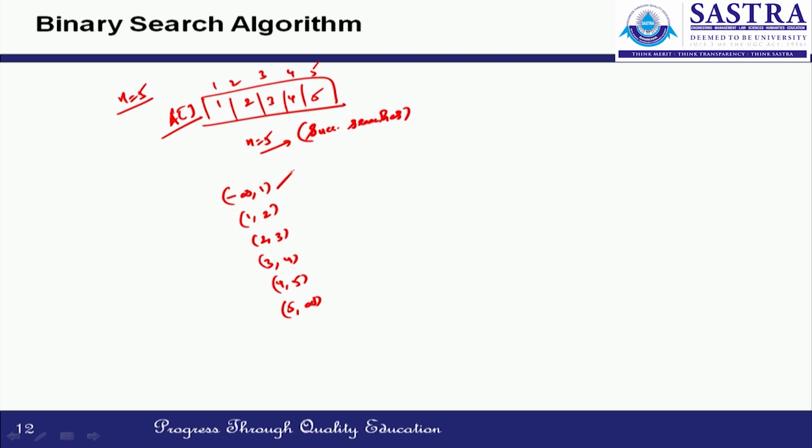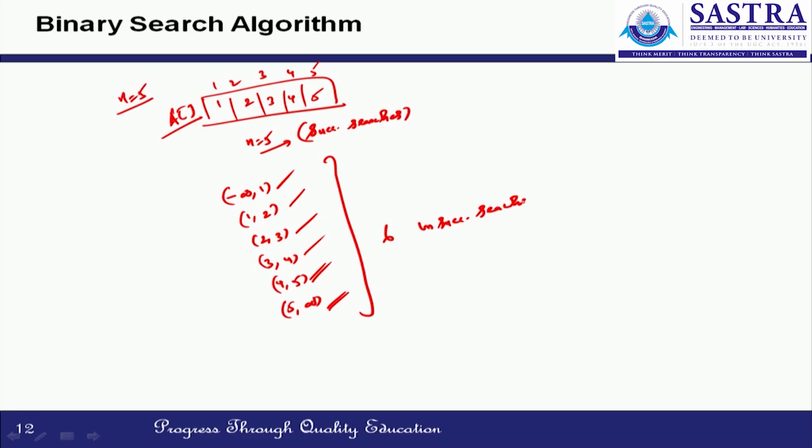Minus infinity to 1, the element is not available. In between 1 and 2, say 1.5, is not available in the array, unsuccessful search. Between 2 and 3, 2.7 is not available, 3.2 not available, 4.8, 4.7, any value between 4 and 5 is taken as one possible input. Between 5 and infinity, 7, 8, 10, any value is taken as one possible unsuccessful search. So totally 1, 2, 3, 4, 5, 6 unsuccessful searches are there.